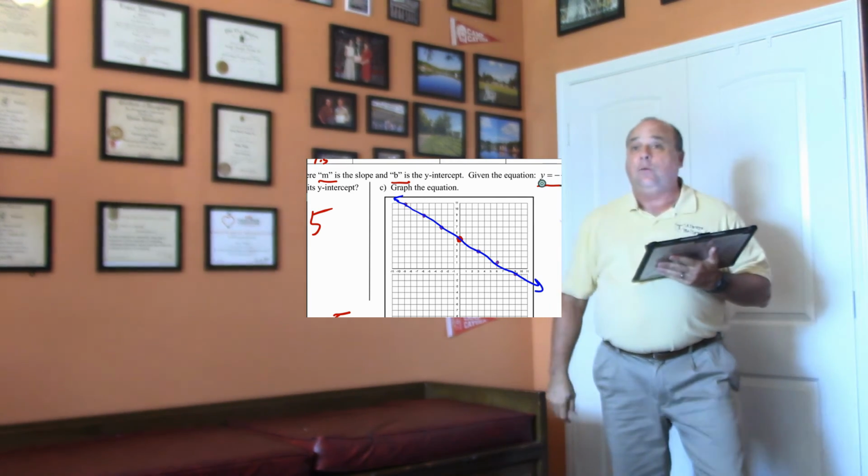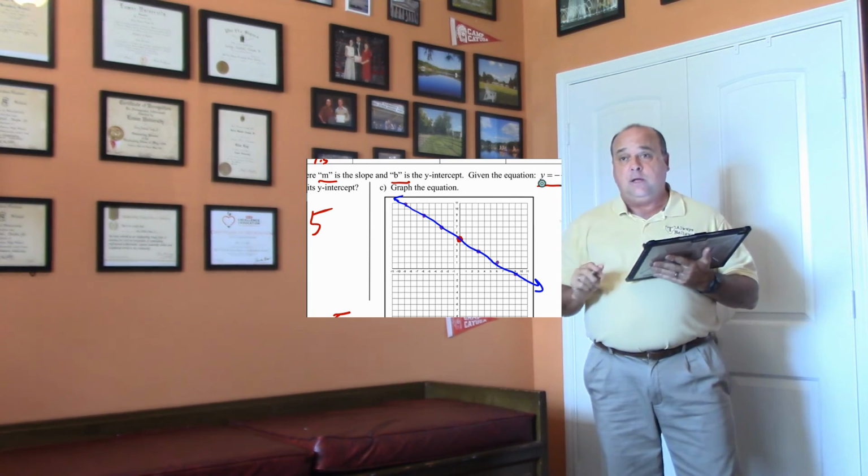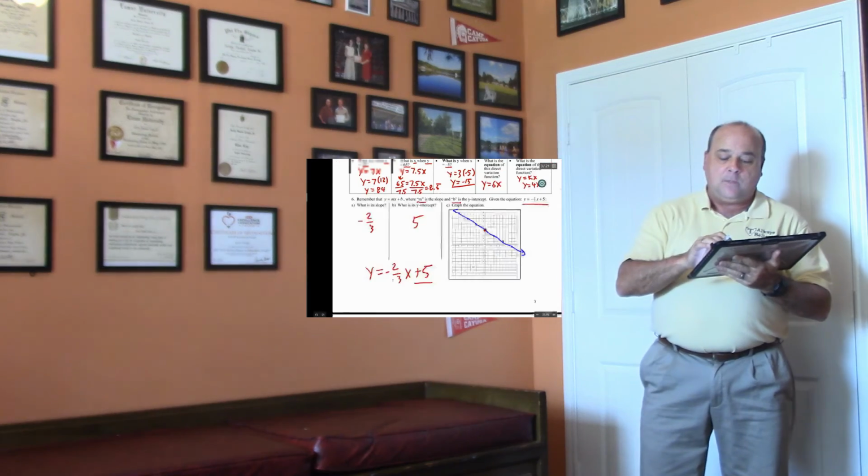Would this line have direct variation? It would not, because it does not go through the origin. That's something you learned in 8th grade.